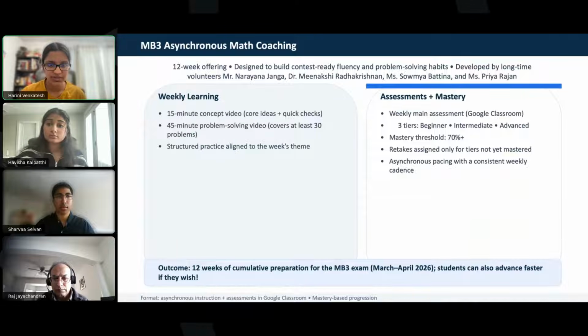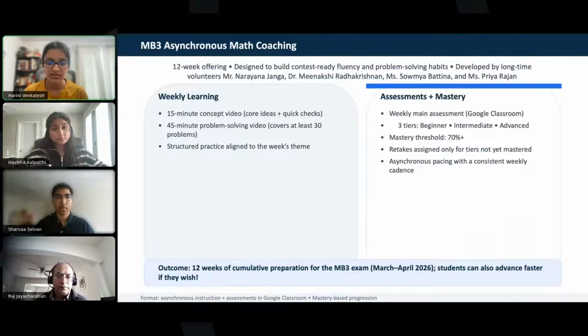Every week you'll have an assessment. There are 3 tiers, beginning, intermediate, and advanced, and you can go for whichever tier fits you best. The mastery threshold is 70%, which means students will take these assessments, score reports will be emailed to you, and if you get above a 70% on that concept, that means you've mastered the concept and you can move on. If you get less than a 70%, you'll be given retakes to make sure that you've mastered that concept before you move on. You'll get retakes until you've mastered that concept.